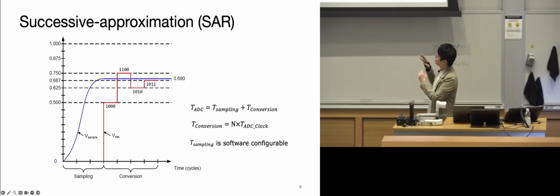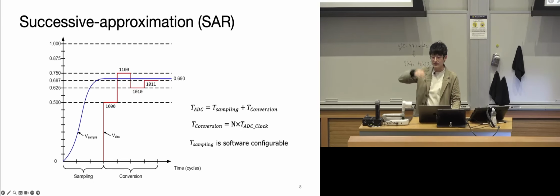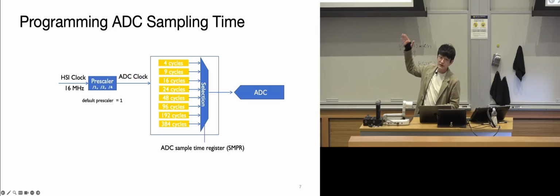It contains first the sampling time and also the conversion time. The conversion time, from the perspective of a SAR ADC, because it does a binary search, is in the worst case just n times the ADC clock, where n is how many bits the ADC has. So it's a 6-bit ADC, 10-bit ADC, etc. And the sampling time is the thing you can set here: the number of cycles you assign the hardware to do the actual sampling.